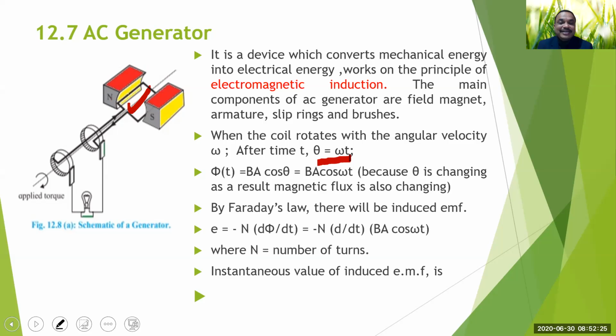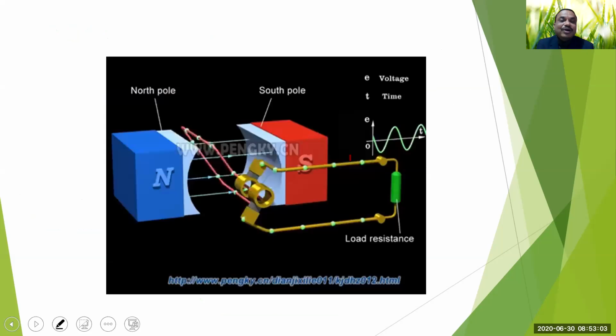That is minus N, which is a constant, times d by dt of BA cos omega t. So differentiate BA cos omega t. BA is also constant, so take BA outside the derivative sign. So minus N BA times the derivative of cos omega t. And the derivative of cos omega t is minus omega sine omega t. So the instantaneous value of induced EMF is given by the equation E equal to NBA omega sine omega t. In this way, the EMF is induced in the coil.